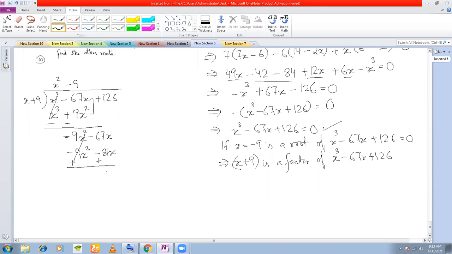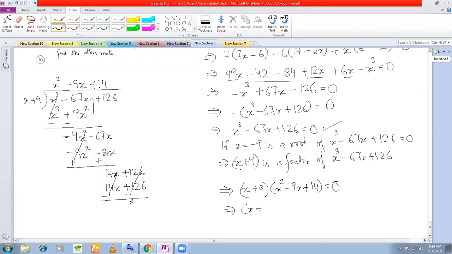So this will become 14x, and this plus 126 again you bring down, and then you have to multiply this with, this is 9x that I have multiplied by. Okay, and this again, to get 14x you have to multiply by 14 to get 14x plus 126. So all this will cancel. So what are you getting here from this equation? x plus 9 into x square minus 9x plus 14 is equal to 0.